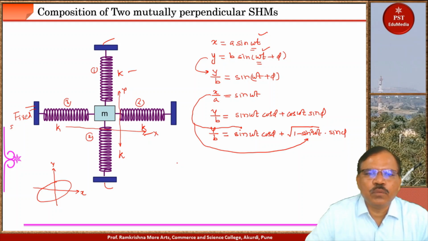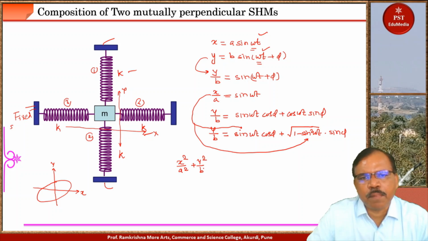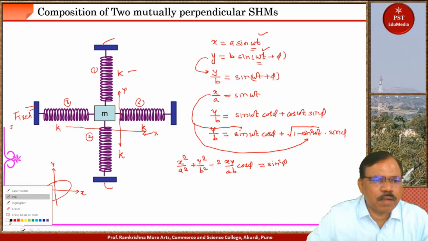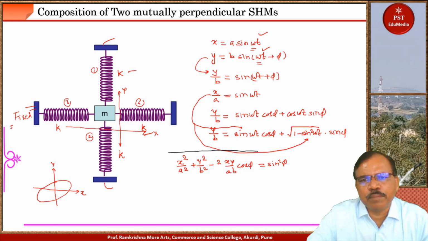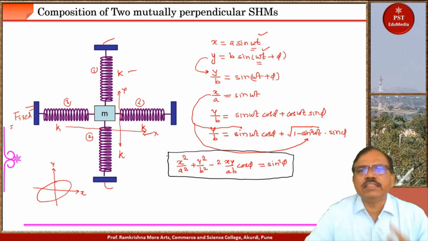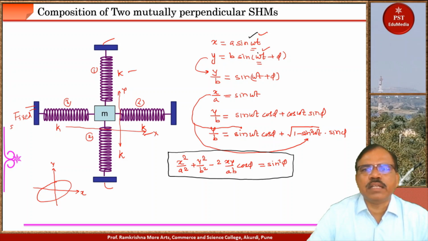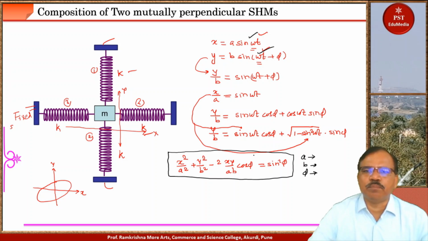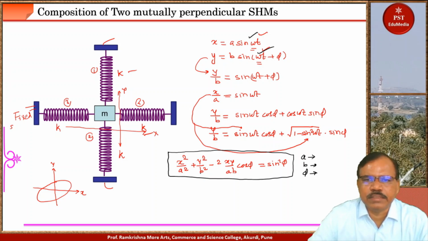So if we solve this, you will get x square upon a square plus y square upon b square minus 2 times xy upon ab into cos phi is equal to sine square phi. So this is the resultant path for two mutually perpendicular simple harmonic motions having the same frequencies. Means frequency of first and frequency of second, they are the same. So the resultant path depends on amplitude A, amplitude B, and phase difference between the two simple harmonic motions. Now, phase difference can be 0, can be pi, can be 2 pi, can be pi by 2, can be pi by 4, like this.